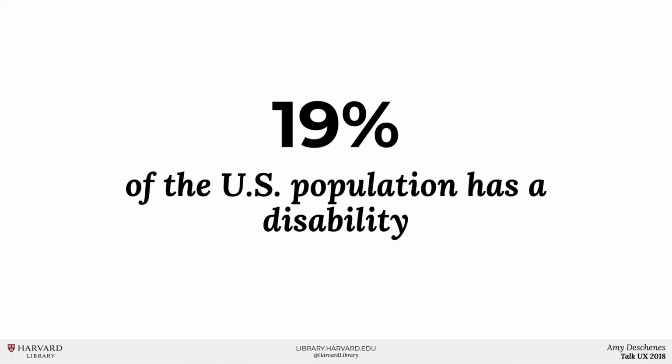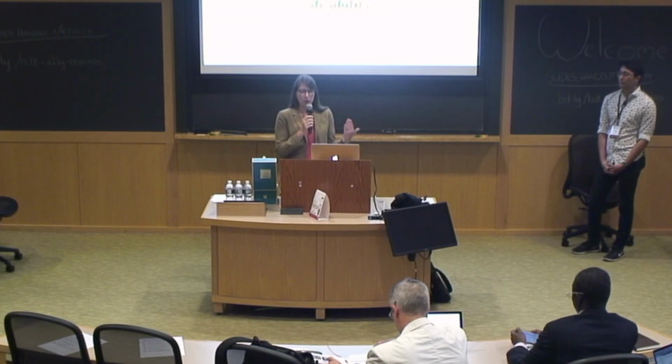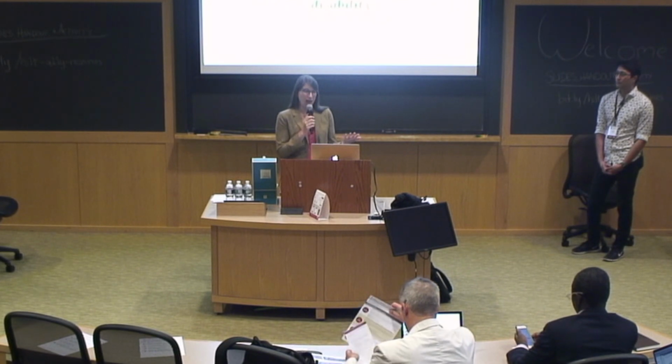So to put it in a broader sense, this is a stat from the census, the most recent one. 19% of the US population has a disability. And by all estimations, this is actually probably very low because these are people who have self-identified in this kind of survey as having a disability. So this wouldn't include people who maybe have a short-term disability.